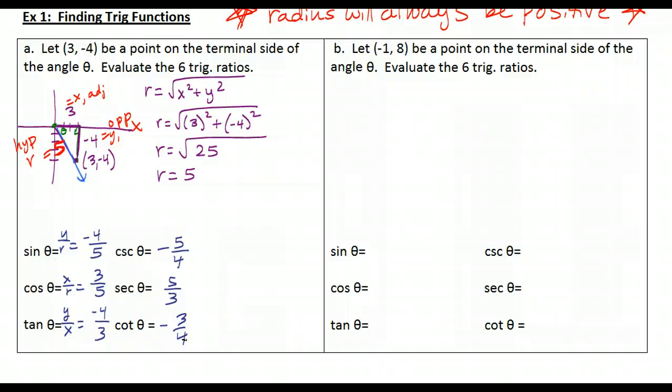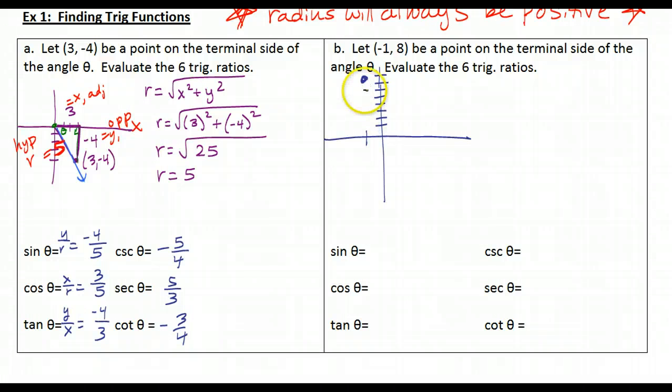I want to show you what happens when I have a denominator that I need to rationalize. For example B, (-1, 8) is a point on the terminal side of the angle. So again, that just means I am going to graph my point. -1, then 1, 2, 3, 4, 5, 6, 7, 8. So there is my ray that goes right through the point (-1, 8).